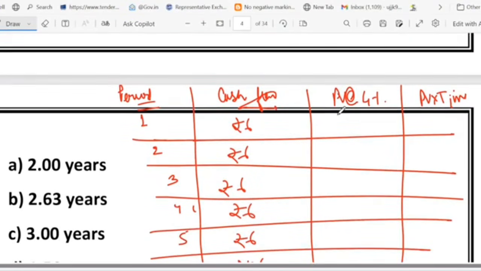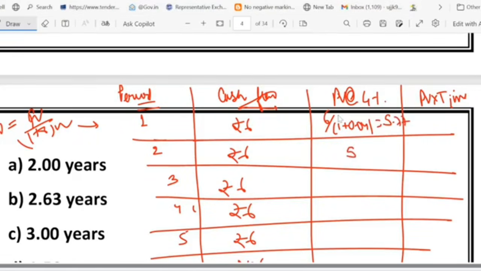Now we want to calculate the present value. How do we calculate the present value? Future value upon 1 plus r whole to the power n. For the first case n is equal to 1, so it is 6 divided by 1 plus 0.04, which is equal to 5.77.